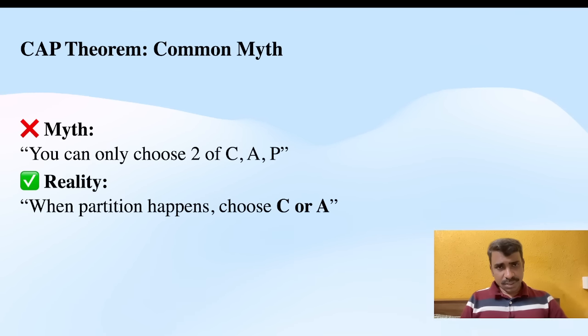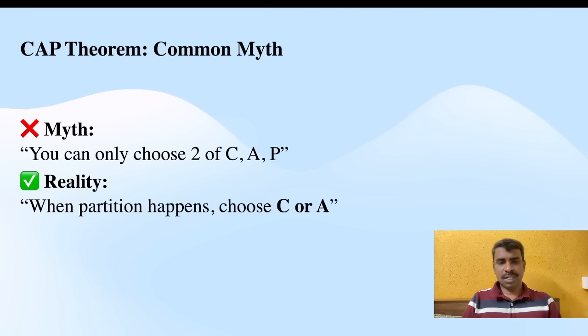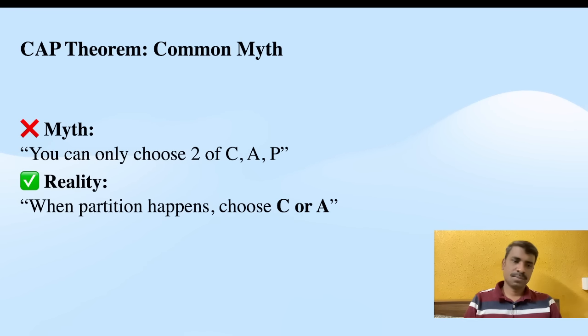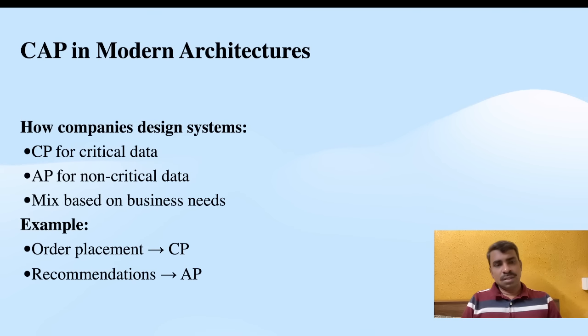The common myth in CAP is that you can only choose two of C, A, P. In reality, when a partition occurs, you choose C or A. P is always there. You cannot avoid P. So in modern architecture, how do companies design systems? CP for critical data, AP for non-critical data. You can mix based on business needs. For example, order placement is CP, recommendations are AP. So in a single application, you can have both CP and AP for different features.